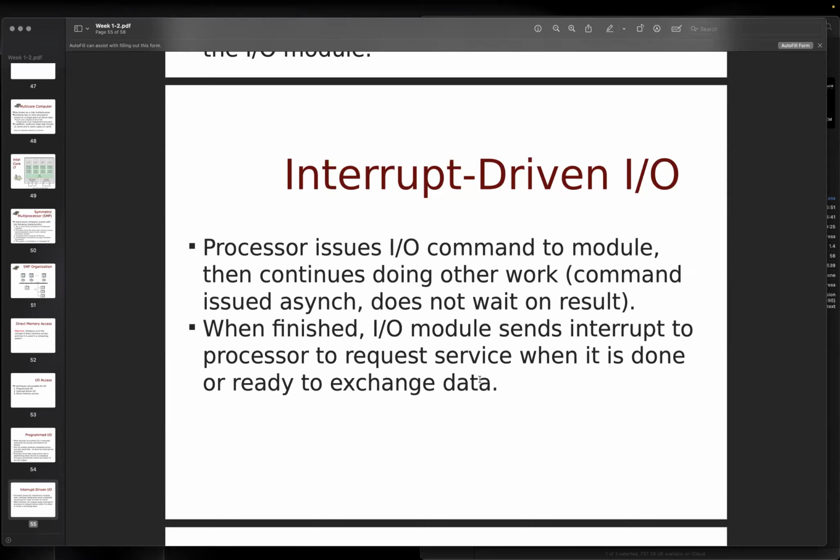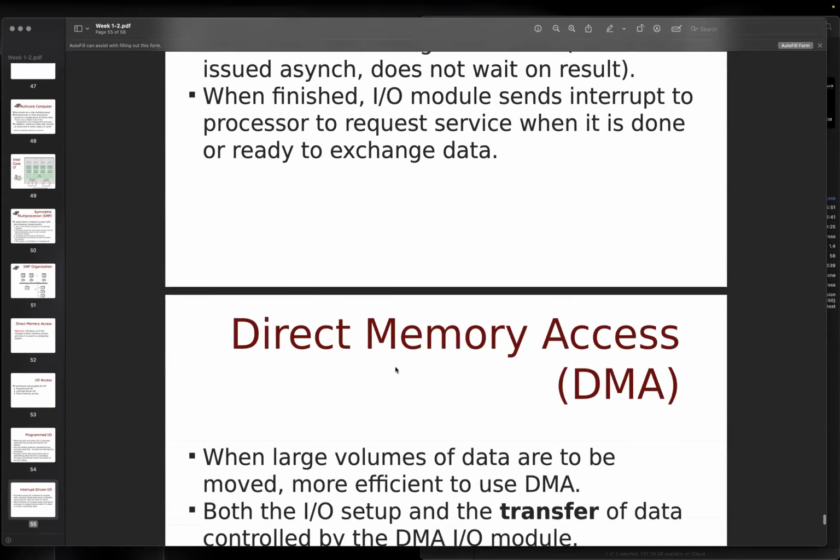Or like the scanner: if the CPU issues the command to scan, you don't have to wait for the scanning to complete. You can go back and process other instructions. And once we receive the scanner's interrupt saying it's complete, then we can exchange the data and retrieve the buffer from the scanner. So it's called interrupt-driven I/O.